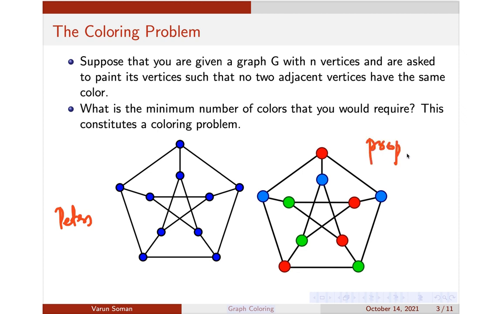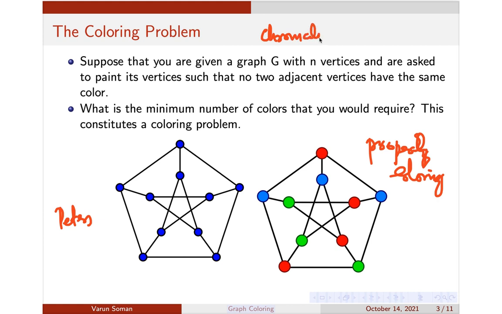Even in proper coloring, you can actually color the vertices with as many colors as you like. Here there are 10 vertices, so I could use 10 colors. Here they have used 3 colors, but I can use 4 colors, 5 colors, whatever it may be. The basic problem we will be interested in is trying to find the minimum number of colors required to color this graph. Such a minimum number is called the chromatic number of a graph.